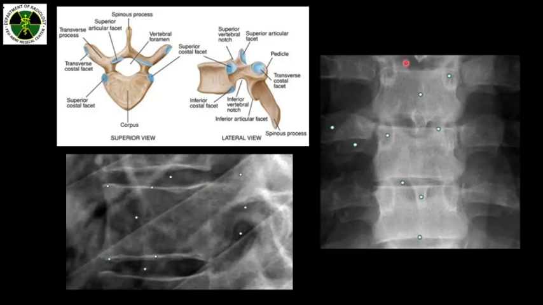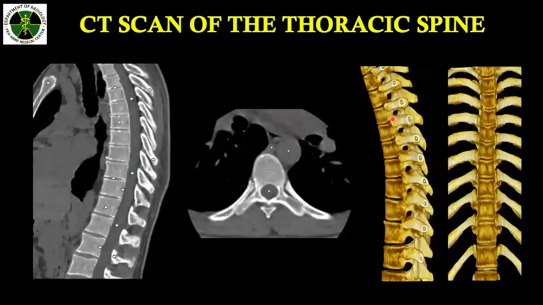And in frontal view, we see the owl. In the frontal view, we again identify the pedicles and the spinous processes. So this again looks like an owl. For CT scan, these are the vertebral bodies and the spinous processes, while here we see the attachment of the ribs.